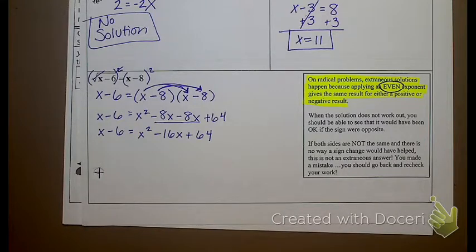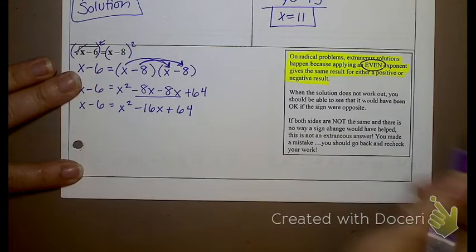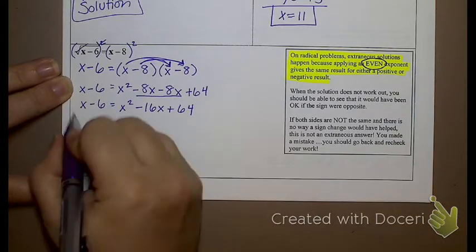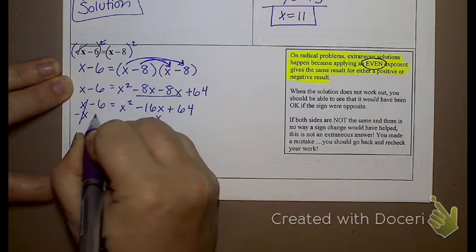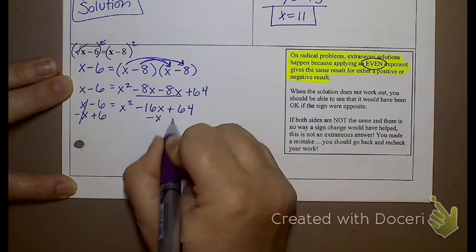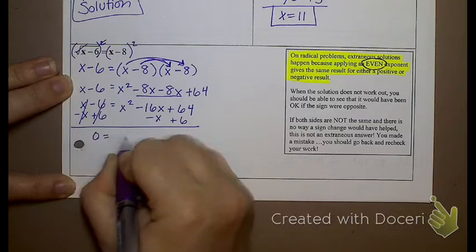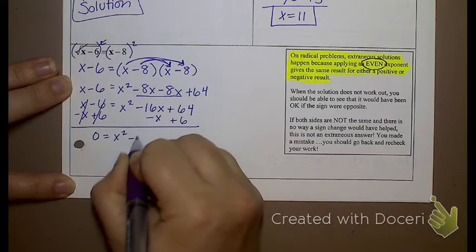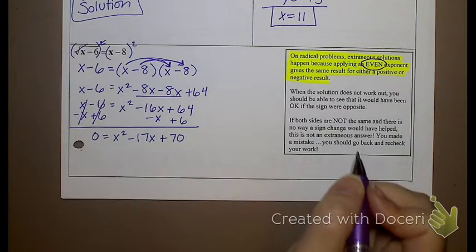I am going to be working towards, I heard someone say it, the left side. I have an x squared, so I'm going to need to factor. That means I need to move everything to the same side as the x squared. So I'm going to move the x by subtracting it, and if it's okay, I'm going to move the 6 in the same step just to save some time. So 0 equals x squared minus 17x plus 70.